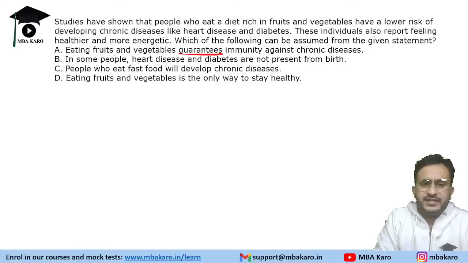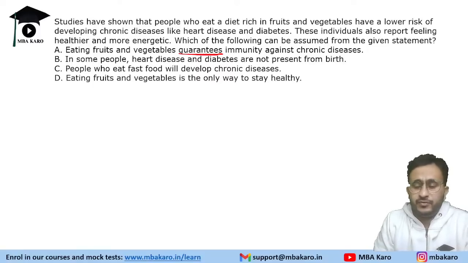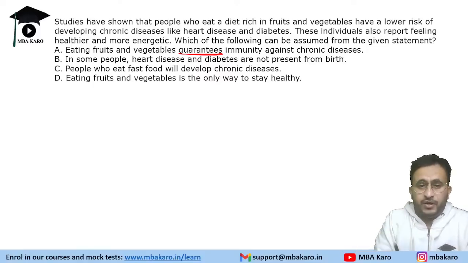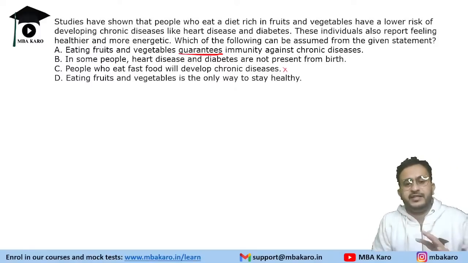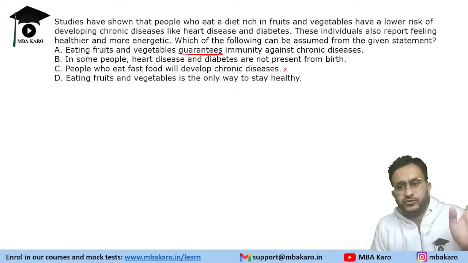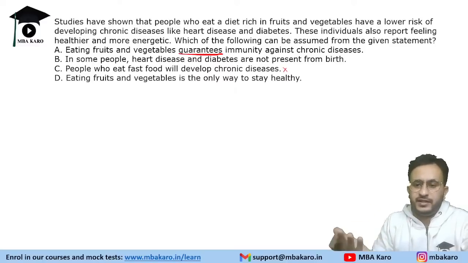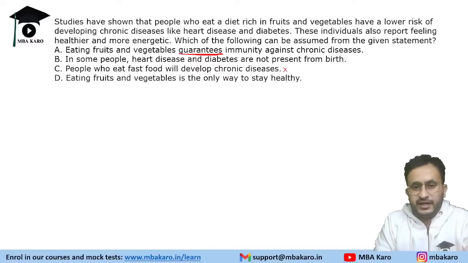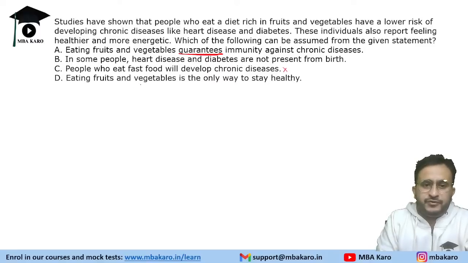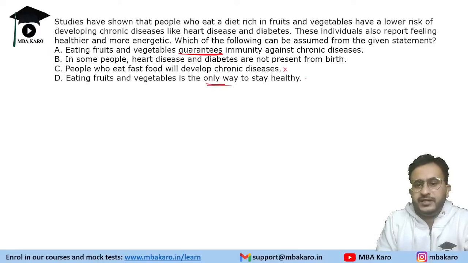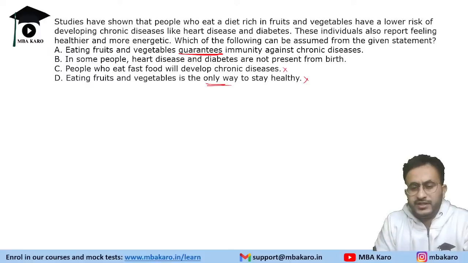Okay. Second says in some people heart disease and diabetes are not present from birth. Now, third says people who eat fast food will develop chronic diseases. Now, it is out of scope, right? We are talking about eating healthy foods. That does not mean that people who eat fast food will develop these diseases. That is the common trap in these, because we think healthy food makes you well, so non-healthy food will make you unwell. We can't assume the reverse, right? So that is wrong. Eating fruits and vegetables is the only way to stay healthy. No, there could be other ways also. So these are extremes.